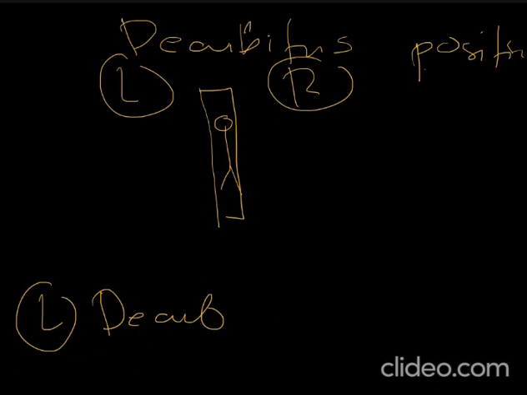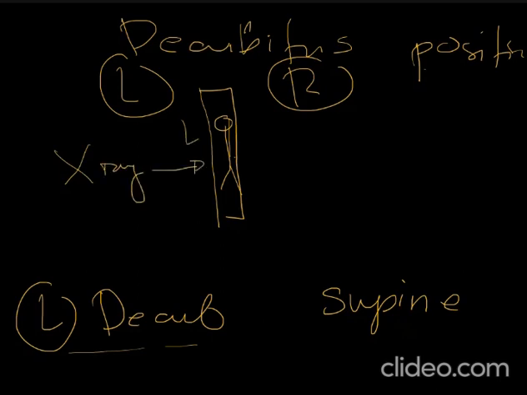So when we say left decube, the patient is in supine position, meaning he is lying on his back, but the X-ray tube is on the left part of the patient. So it will pass through the left going to the right. Can you imagine or can you picture it? Yes, ma'am. So the patient is supine, but the X-ray tube is at his side because it is a decubitus.